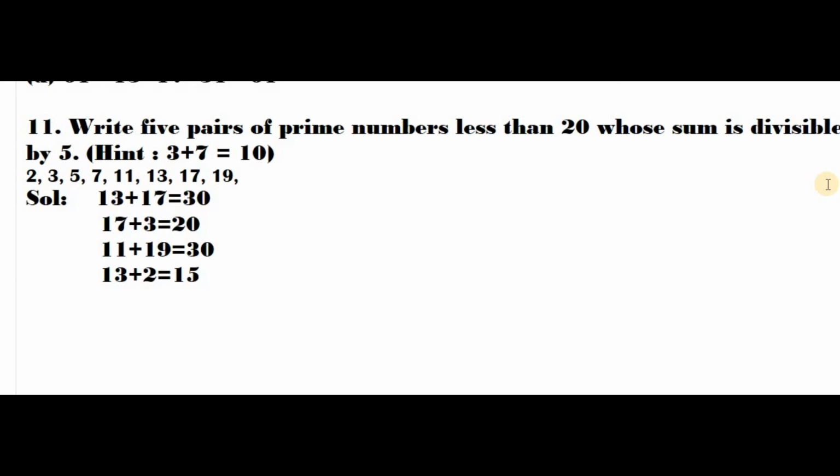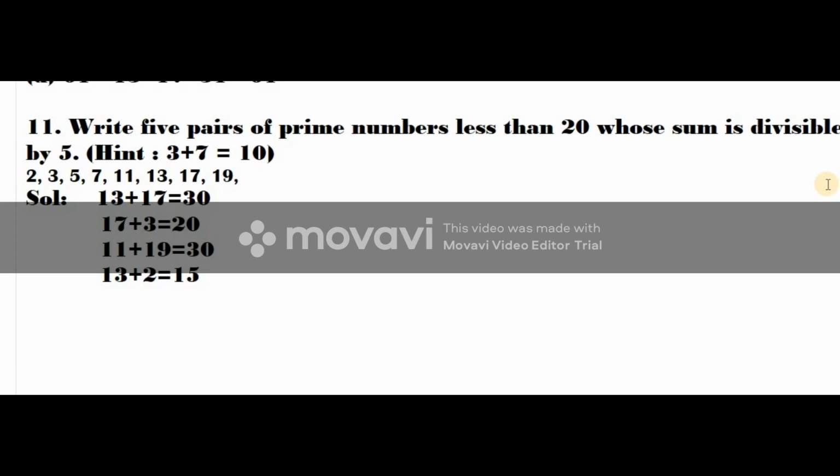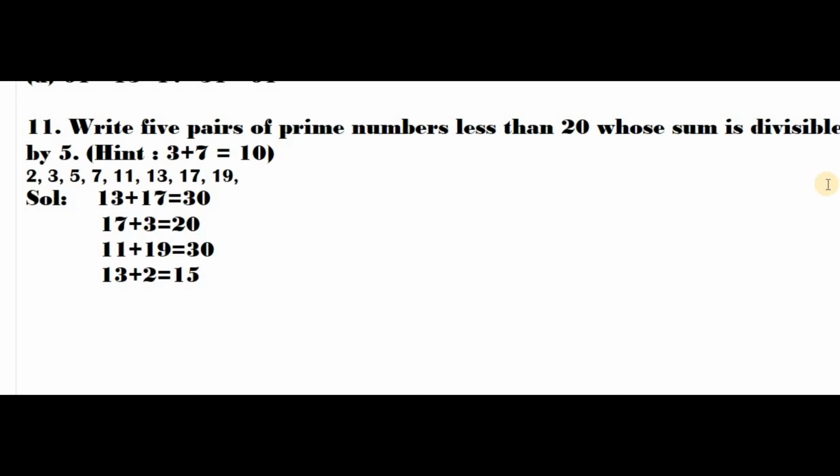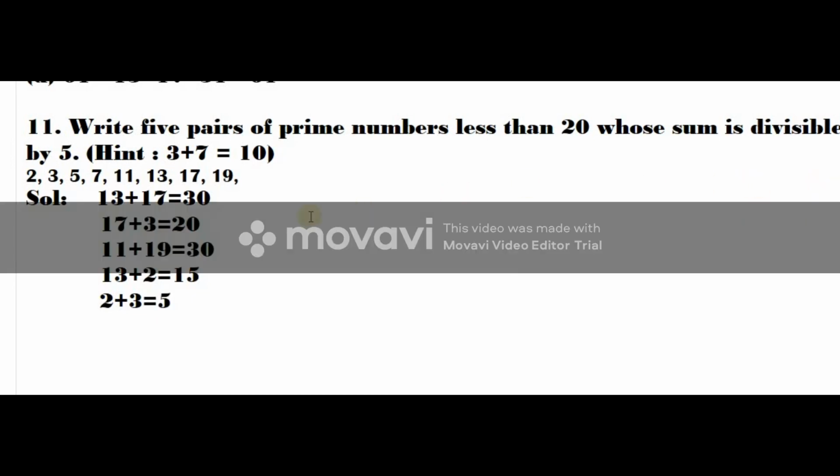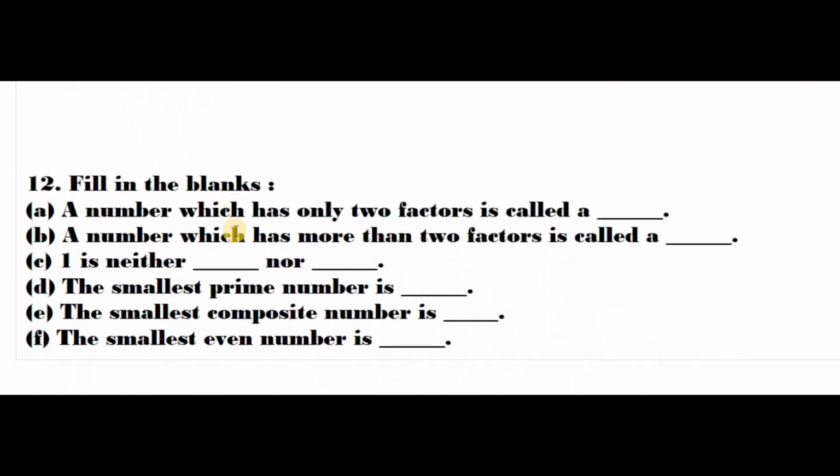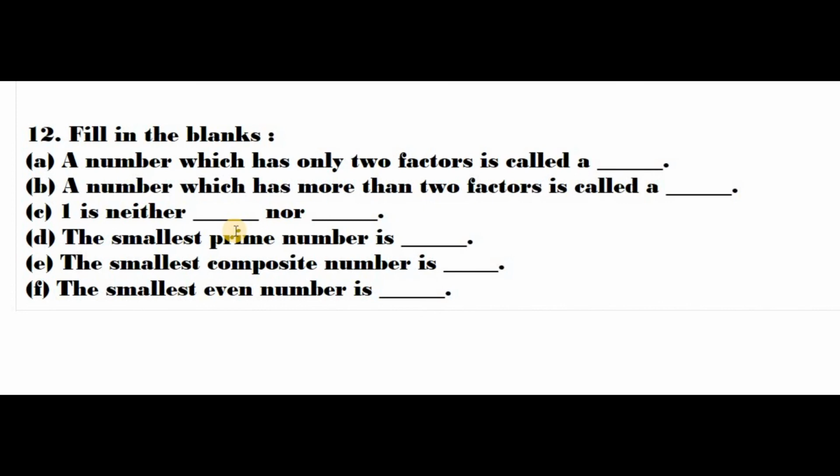So what is another method to write this? The last, fifth pair. With 2 there is no other chance, because with 2 we have only one option. And coming to 3, yeah, 3 plus 2 is 5. Very simple. So these are the 5 pairs of prime numbers less than 20 that we selected, and all of them are divisible by 5. 5 ones are 5, 5 threes are 15, 5 sixes are 30, 5 fours are 20, and again 5 sixes are 30. So we completed that, and now move on to the last question of this.